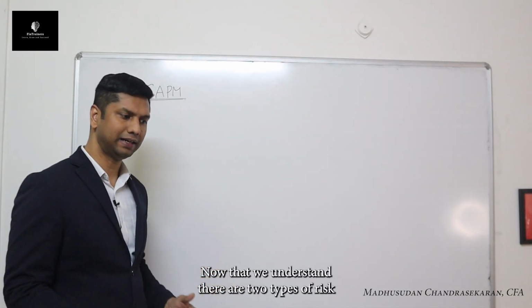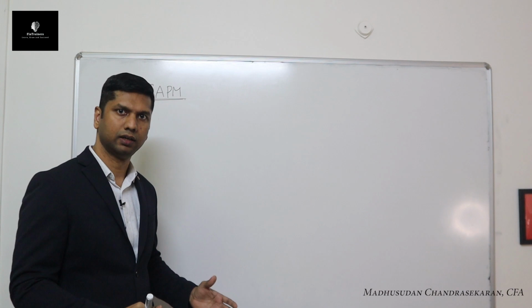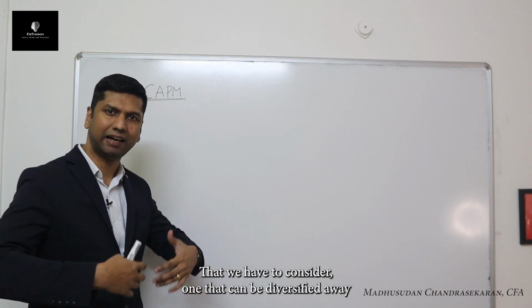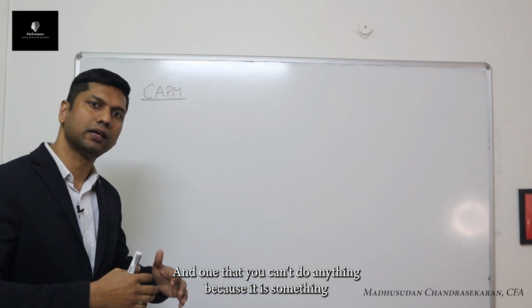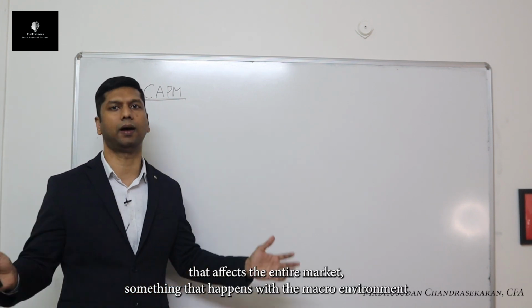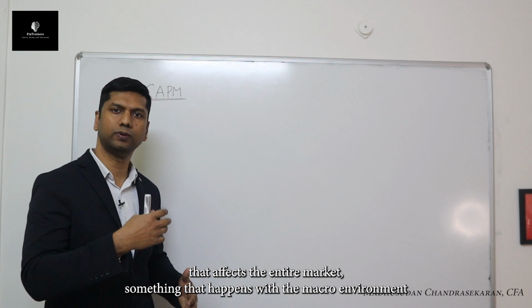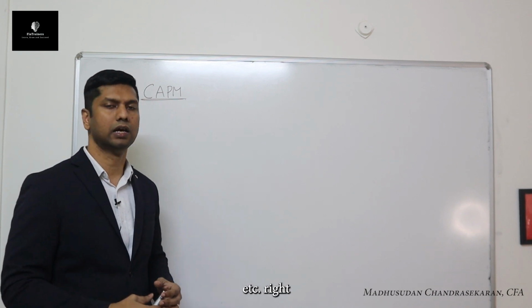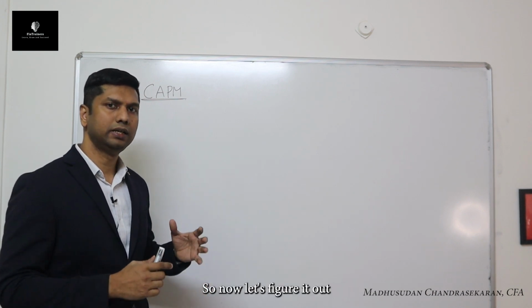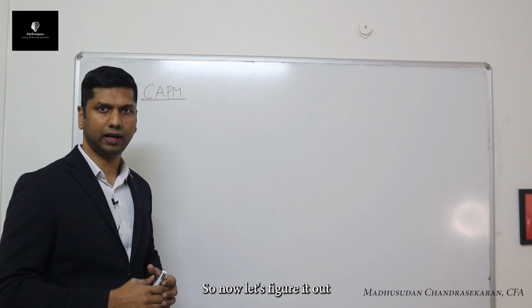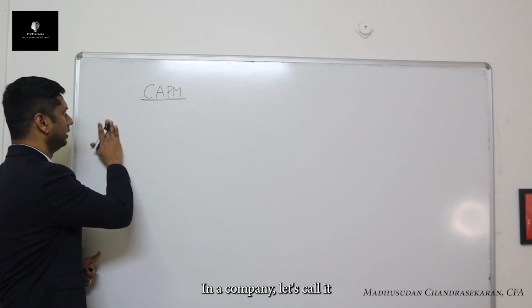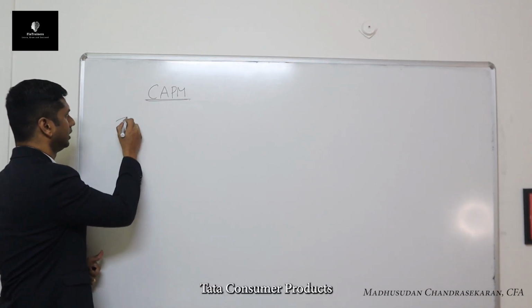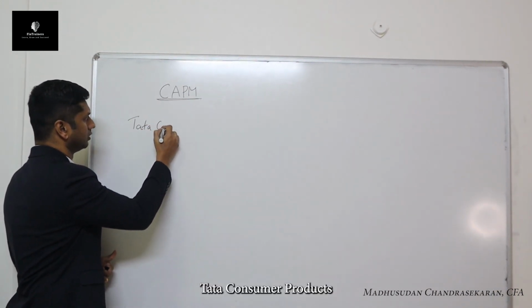Now that we understand there are two types of risk that we have to consider, one that can be diversified away and one that you can't do anything about because it affects the entire market, something that happens with the macro environment, etc. So we can't do anything about that. Now let's say I want to invest in a company, let's call it Tata Consumer Products.